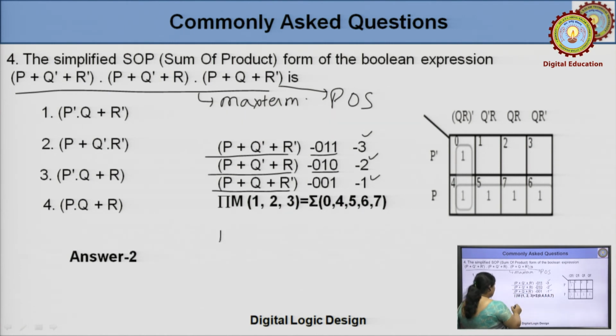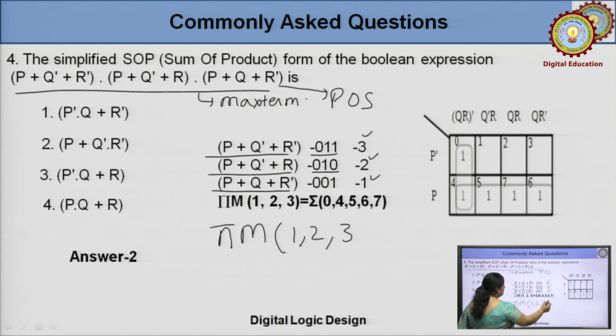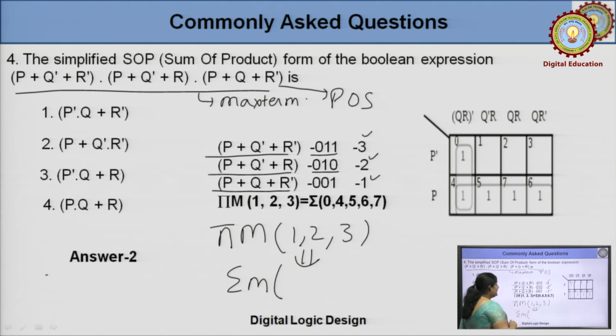So, what will be the outcome? POS is represented as pi. So, pi of max terms is 1, 2, 3. So, now this is converted into a sum of products form. How will you convert it? Just put the summation small m for min terms, and the absent terms are there in the min terms. In the previous slides, I have told you how you can convert a POS into a SOP, right. So, the missing terms are 0, then 4, then 5, then 6 and then 7. How many inputs are there?